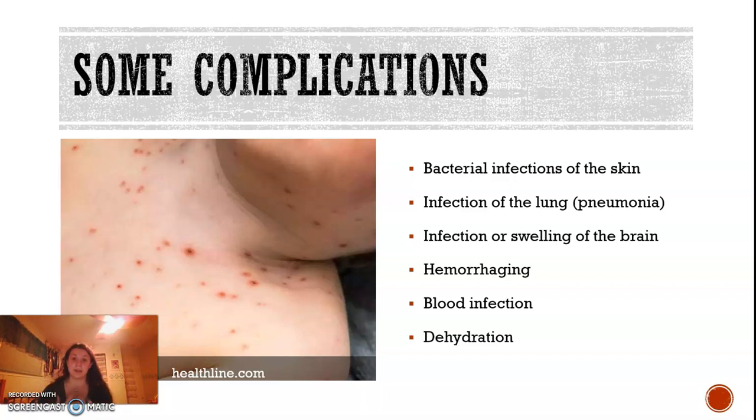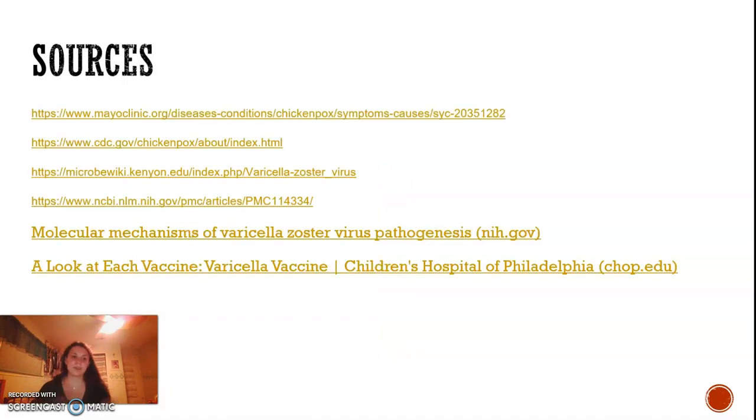There can also be a major one of infection or swelling of the brain, which obviously is very serious. It can also cause hemorrhaging, blood infections, and dehydration. So there can be some serious complications with them. Even though these complications aren't as common, it can happen. So that's the varicella-zoster virus, which causes chickenpox in children.